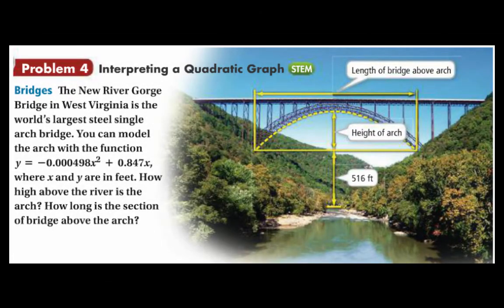The problem says the New River Gorge Bridge in West Virginia is the world's largest steel single arch bridge. You can model the arch with the function y equals negative 0.000498 x squared plus 0.847x, where x and y are in feet. How high above the river is the arch? How long is the section of bridge above the arch?